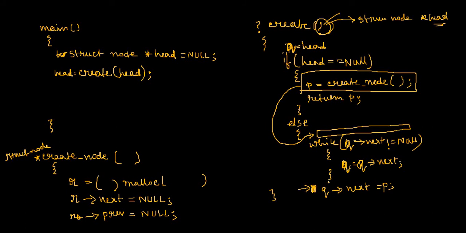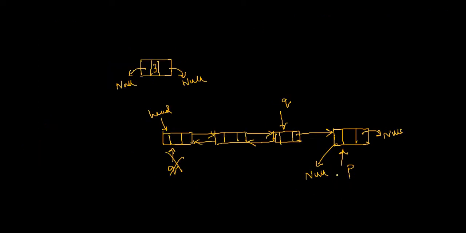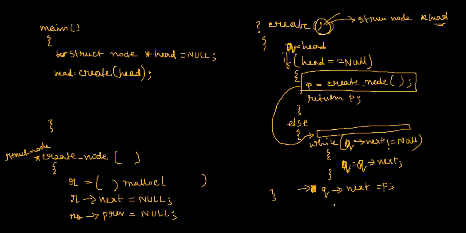We have seen that. But since this is a doubly linked list, I have one more extra job. That is, somehow I have to connect this particular part also. And how can I do this? I can access the prev part of P, where I will write the address of this node, which is held in Q. So basically, after writing Q next equal to P, I also write P prev equal to Q.